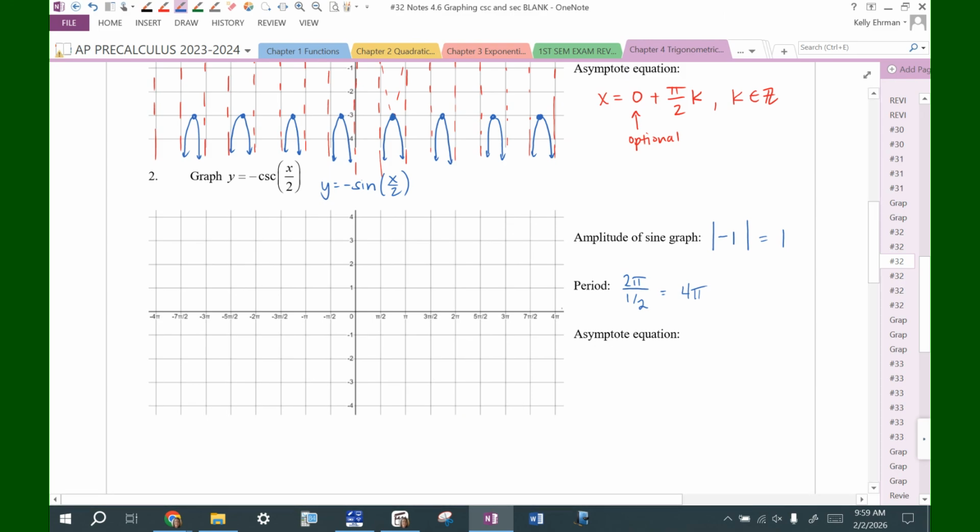So the period is 4 pi. So again, I like to mark that off. So we're going from 0 to 4 pi. Cut that in half, 2 pi. Cut that in half, pi. So there should be a mark every pi units. So I have one at 1, 2, 3, and 4 pi.